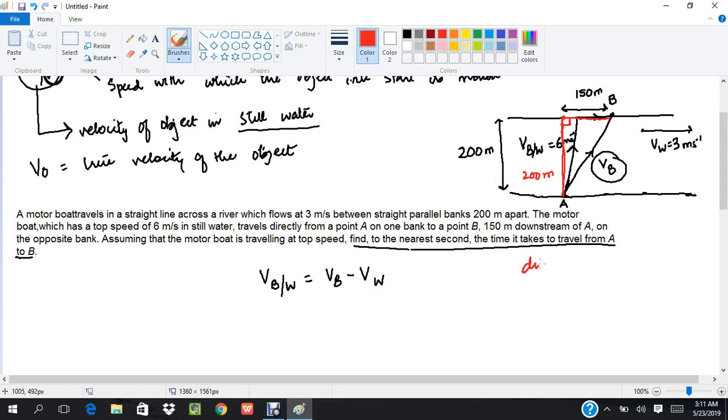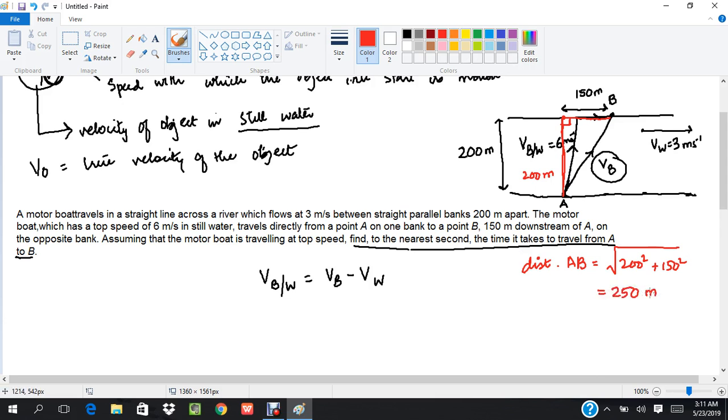So the distance AB can be given by the square root of 200 squared add 150 squared. I'll do my calculation. 200 squared add 150 squared, and the answer is 250 meters.